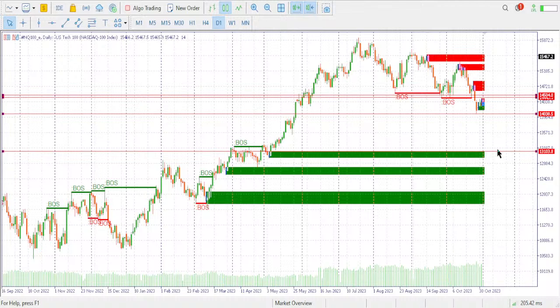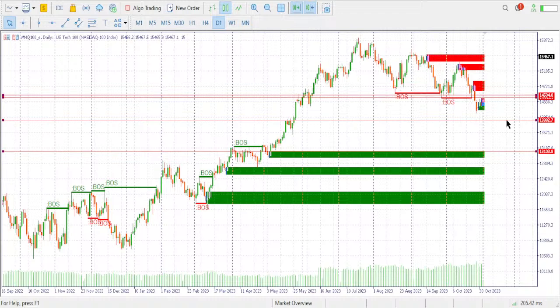13103.8. So a bounce from this point will take price downwards up to around 13882.7. If the price goes below that level, the next target is 13103.8. So from this point up to this target, if this is broken, the next target is this one here.